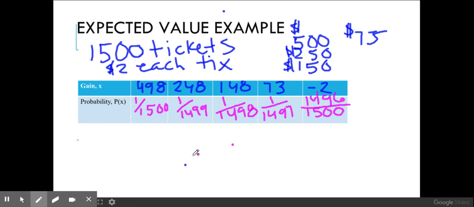So then to get our expected value, what we are expected to win, what we're going to do is multiply our gain by our probability. So 1 out of 1,500 is 0.000 and then 667 repeating, times 498. Here we get 0.332. For the next one, 1 divided by 1499 times 248 is 0.165.